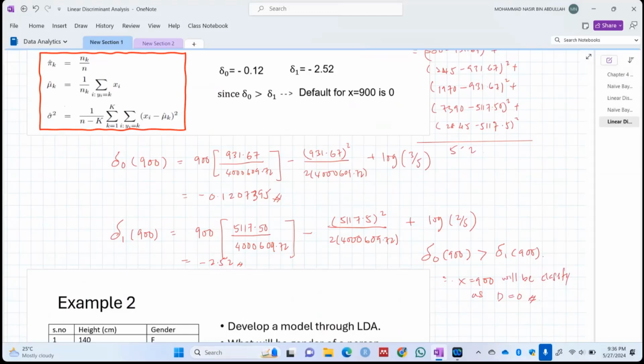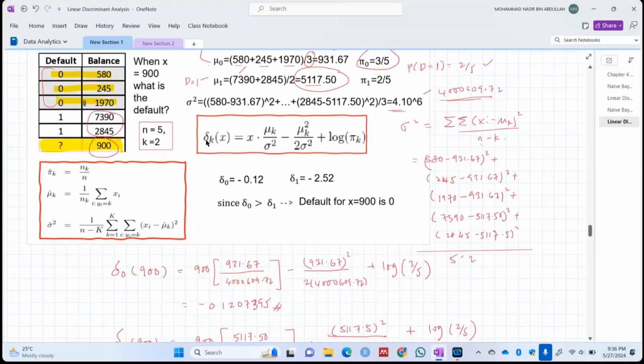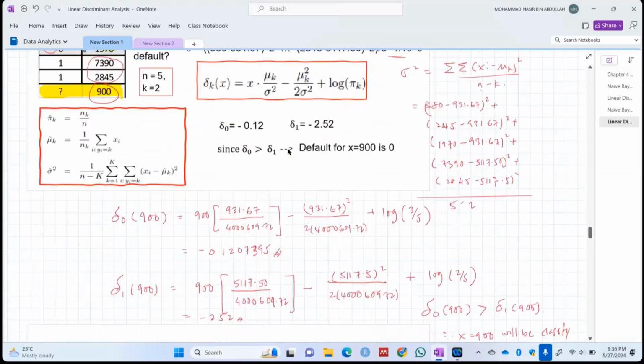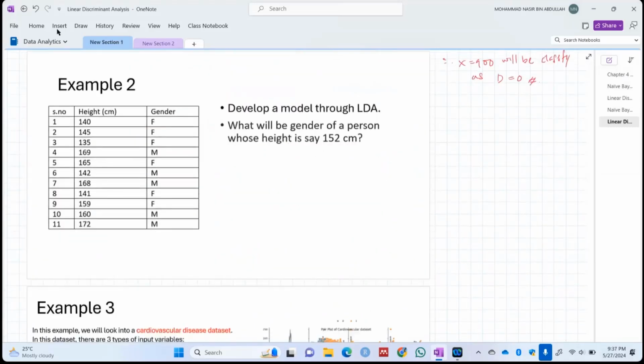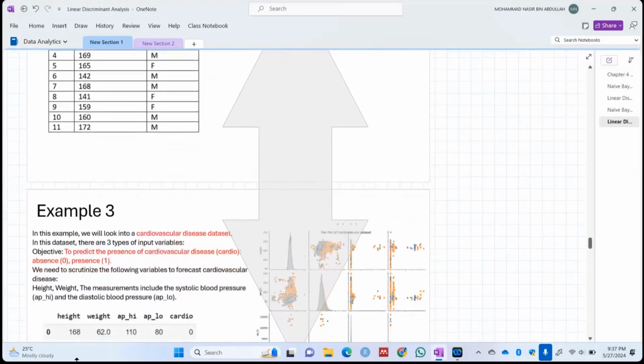Any questions so far? It's the same concept since you already understand Bayes theorem, but in this case, not really. We do not directly use Bayes theorem. We just use the function that is derived from Bayes theorem. Any questions so far? If you don't have any questions, let's look at example number 2.